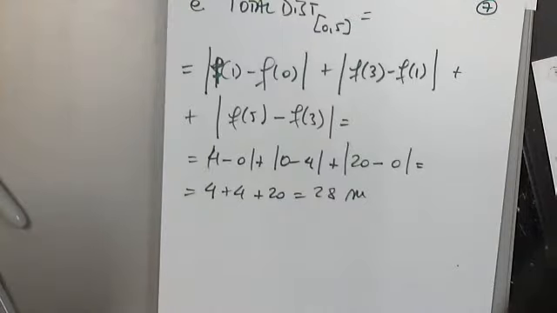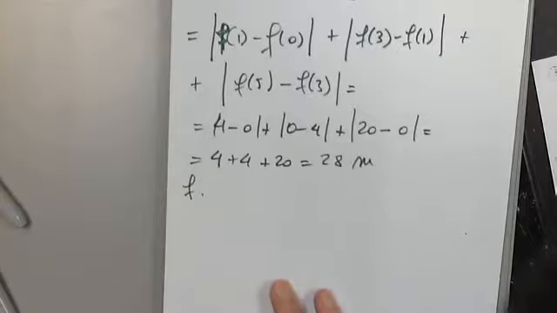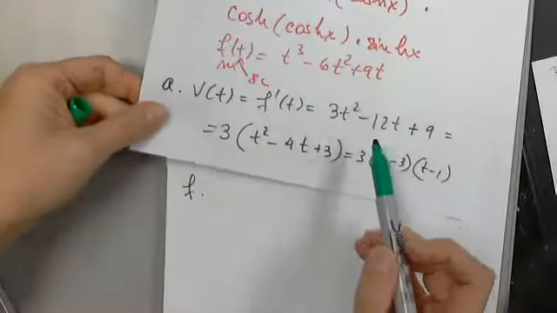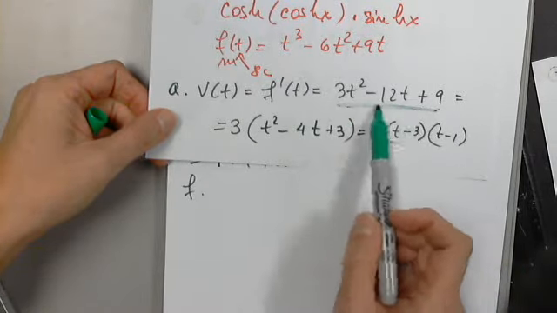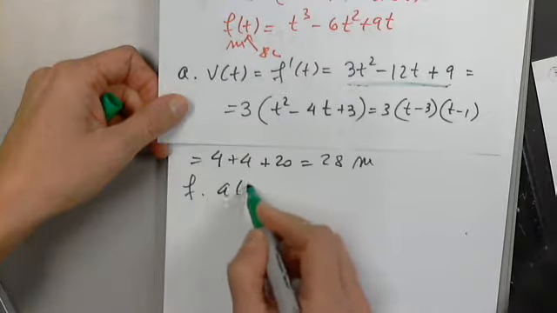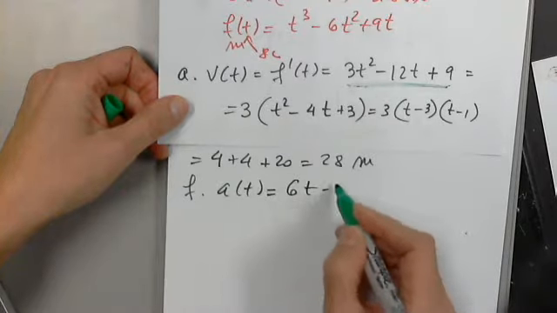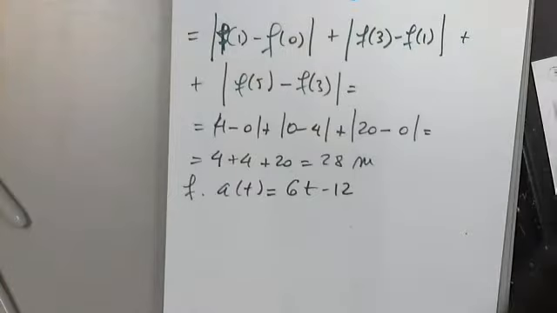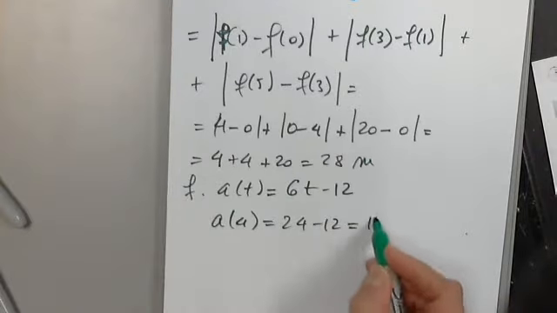Okay, find the acceleration at time t and after 4 seconds. How do I find the acceleration? Yes, but I recommend working on the raw velocity, not on any other step. So A of t equals, very good. Now they're asking us to find A of 4, which is 24 minus 12, which is 12.